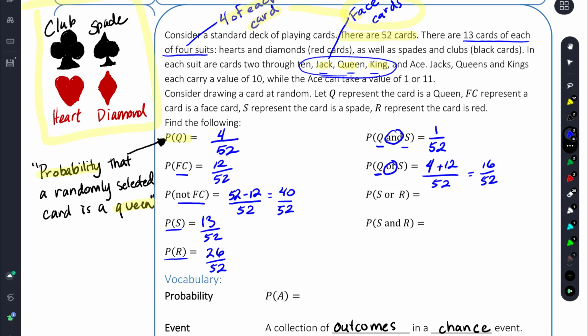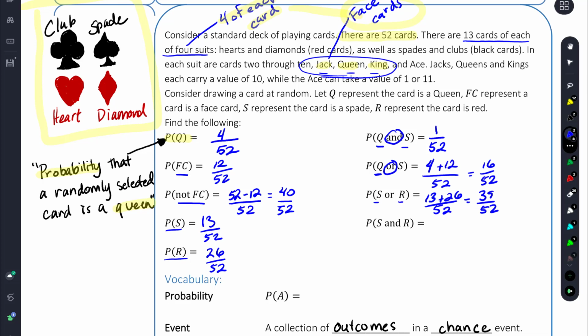The next two, probability that a card is a spade or it's a red, well, there are 13 total spades and there are 26 total red cards. But since all of the spades are black cards, there's no overlap. So we can just add those. We're not double counting anything. So we just have 13 and 26 together, which is going to give us 39 out of 52 probability that a card is going to either be a spade or a red.